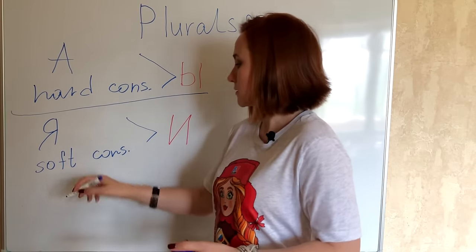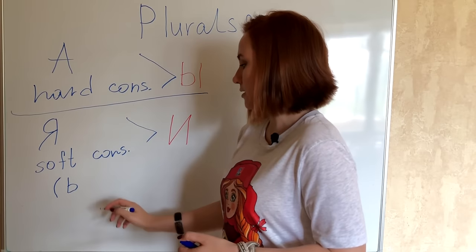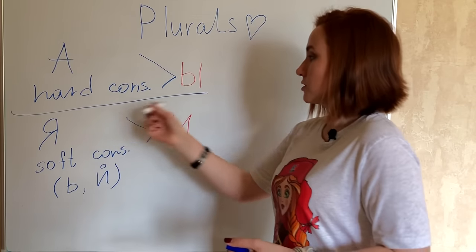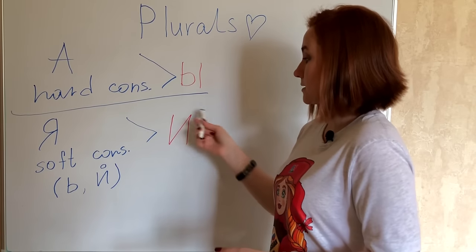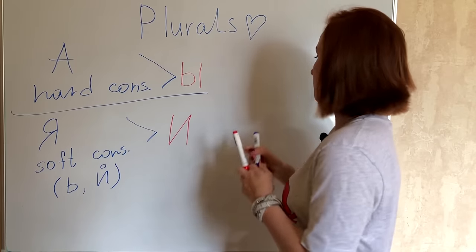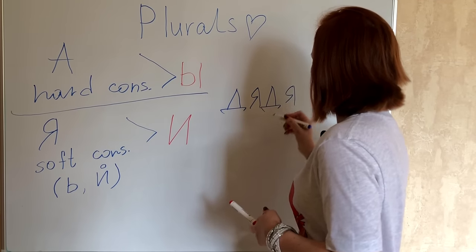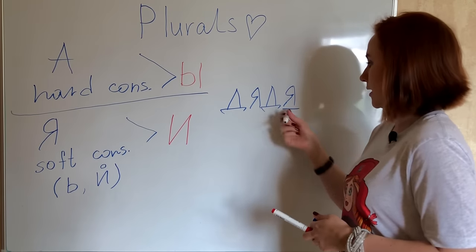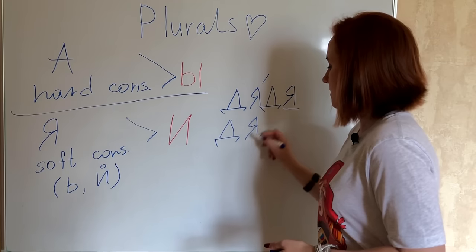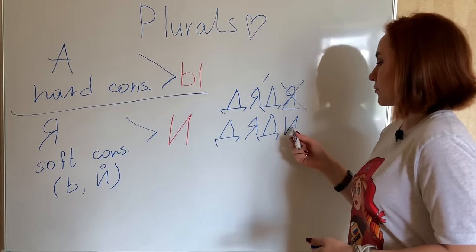Let's get to some examples. By the way, what does soft consonant mean in this situation? So if the word ends with a consonant plus a soft sign, or я, which is soft, obviously, you change it just like in the first situation, you replace it with и. So let's practice. For example, the word uncle, дядя, дядя. We see that it ends with я, right? So we replace it with и, and we get дяди. Yeah, you see, we got rid of this one and replaced it with и, дяди.